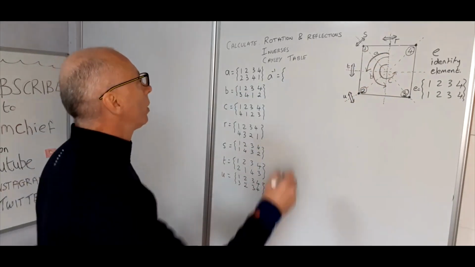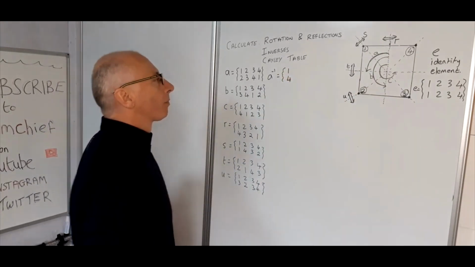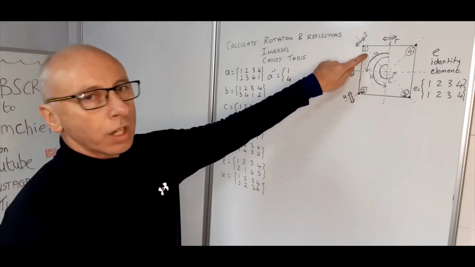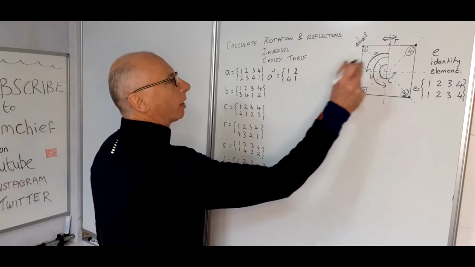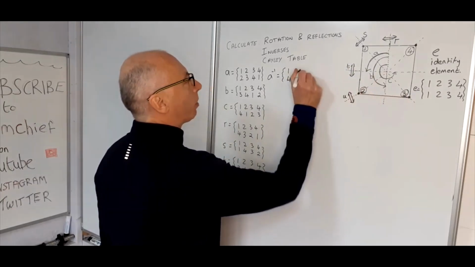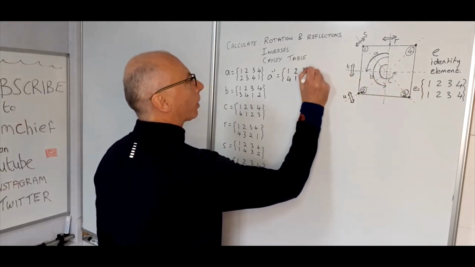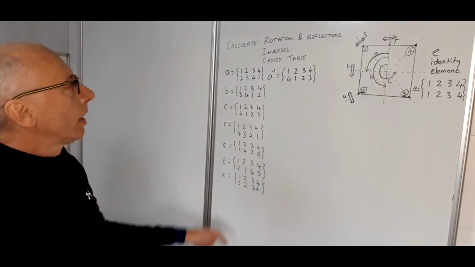So 1 will end up at 4. The 2 we'll need to start from point 1. The 3 will need to start from point 2, and the 4 from point 3. So you kind of see what is happening here.